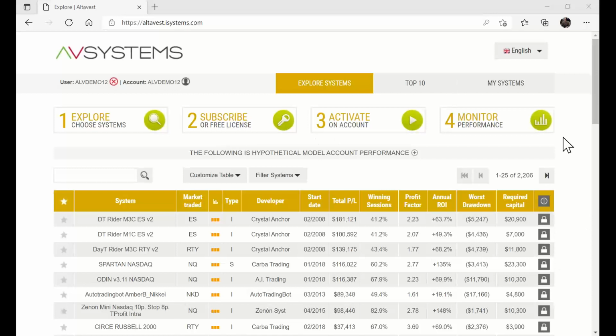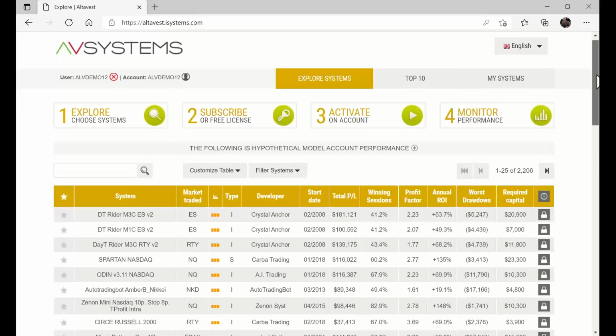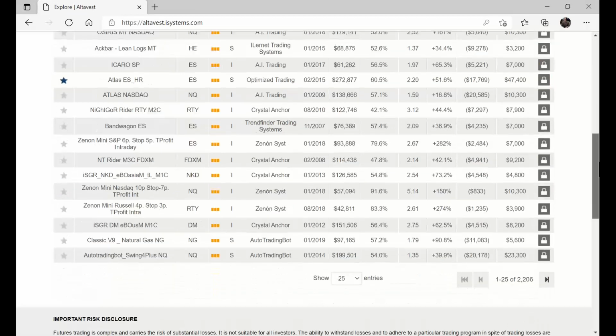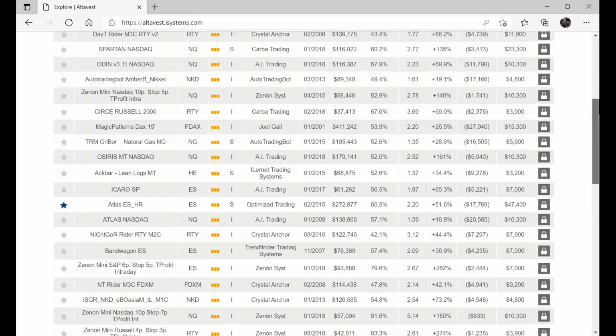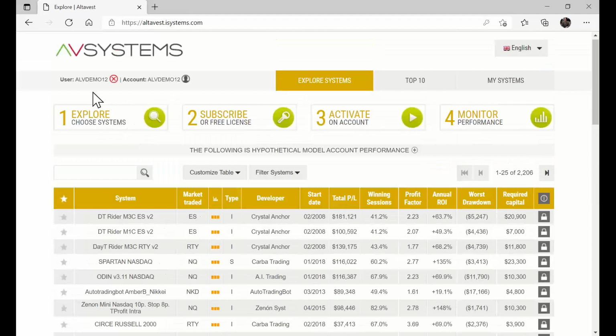So here you're looking at the dashboard for AV systems. And we're going to walk you through this step by step. We're going to follow these 4 steps. We'll show you how to explore and choose systems, how you then need to subscribe to a system with buying a license, and some of the licenses are free actually. Then how do you activate and then monitor that performance?